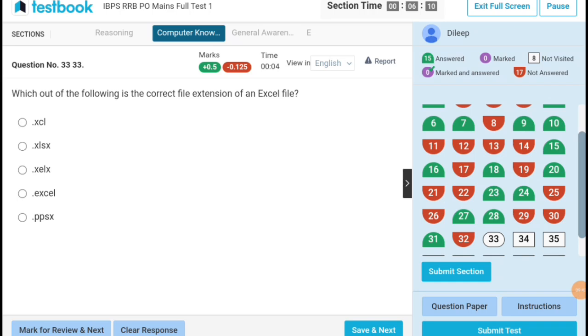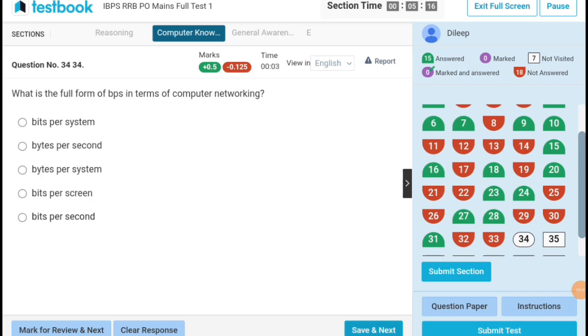Extension of Excel. .xlx. Think, extension of Excel file, .xlx. Full form of BPS: bytes per second.